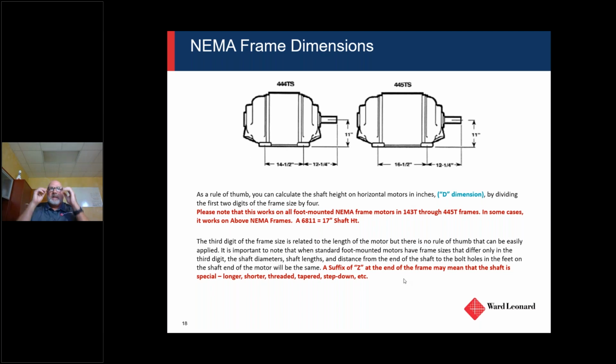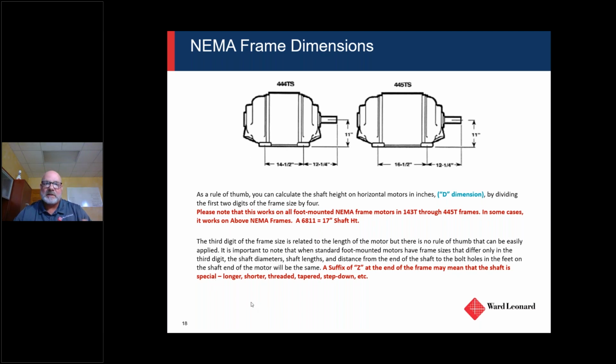And then also when you get into the suffix, meaning the letters that come after the T, those mean different things. There's C, which is a flange. There's D, which is another type of flange. There can be S, which may indicate short shaft. Then there's also a suffix of Z. If there's a Z at the end, like if you have a 440 TSZ, there's something with that motor that's not standard. It won't necessarily tell us exactly what that is, but you can see some of the examples down here, and it indicates a special motor.